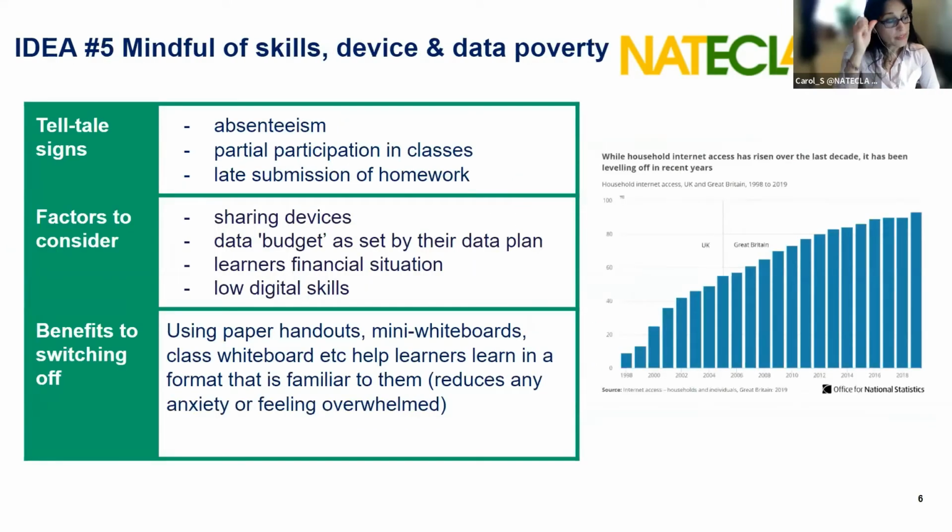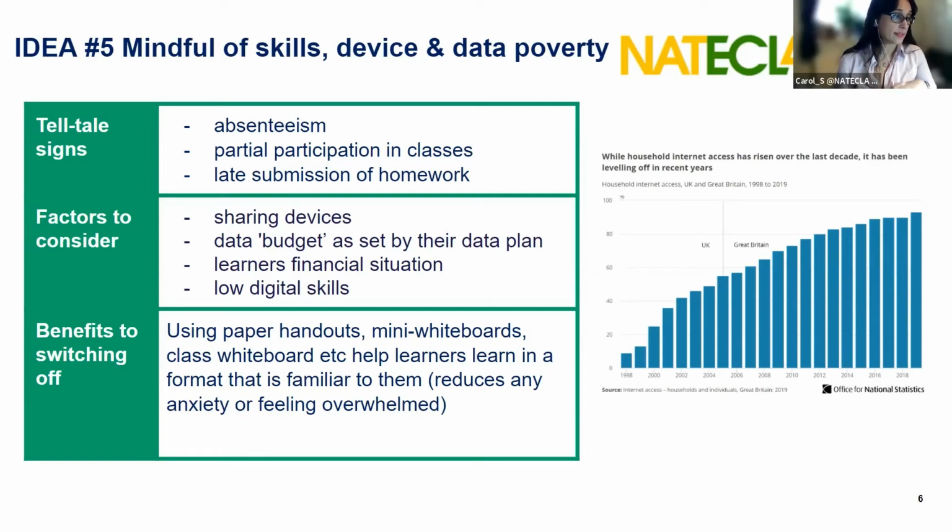Another reason would be, and I think we are a bit aware of this already, being mindful of people's digital skills, the devices that they have access to, and how accessible their connection to the internet is. So again, this applies to online and face-to-face classes, okay? So absenteeism: if you are teaching online and someone is persistently not coming to class, it could be an issue that they're having with their digital skills, having to share a device, or just not having enough data.